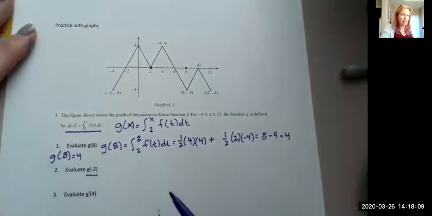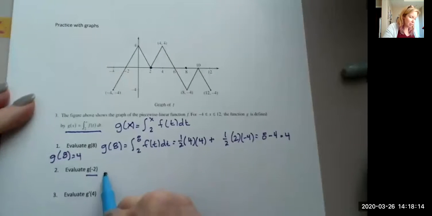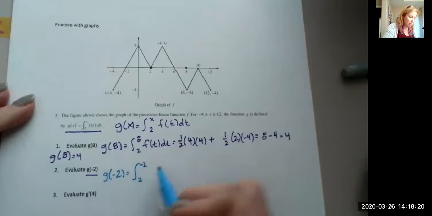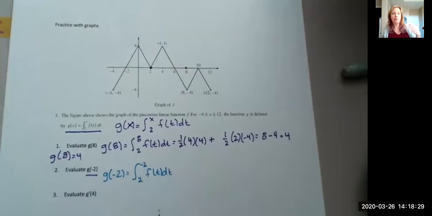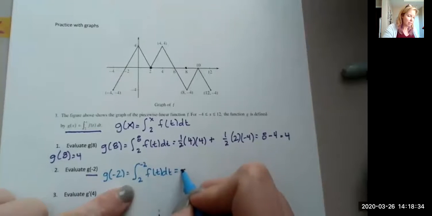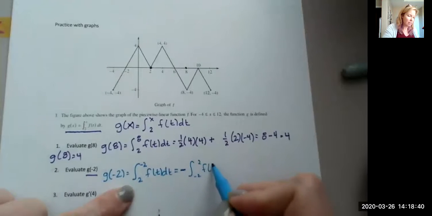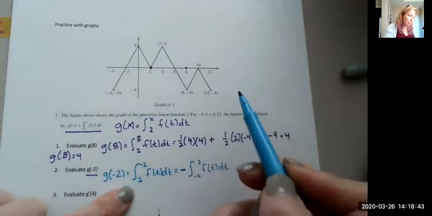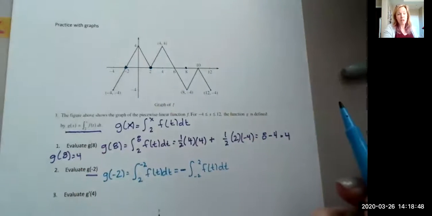Now if I look at the next one, it says g of -2. Let's do that one in a different color. I'm going to start out the same way. G of -2 is equal to the integral from 2 to -2 of f of t dt. First thing I notice is that my boundaries are backwards. We're always supposed to integrate from low to high, so I'm going to rewrite this as the opposite of the integral from -2 to 2 of f of t dt. Now when I look up at my graph, here's -2, here's +2, and I'm trying to evaluate that area.